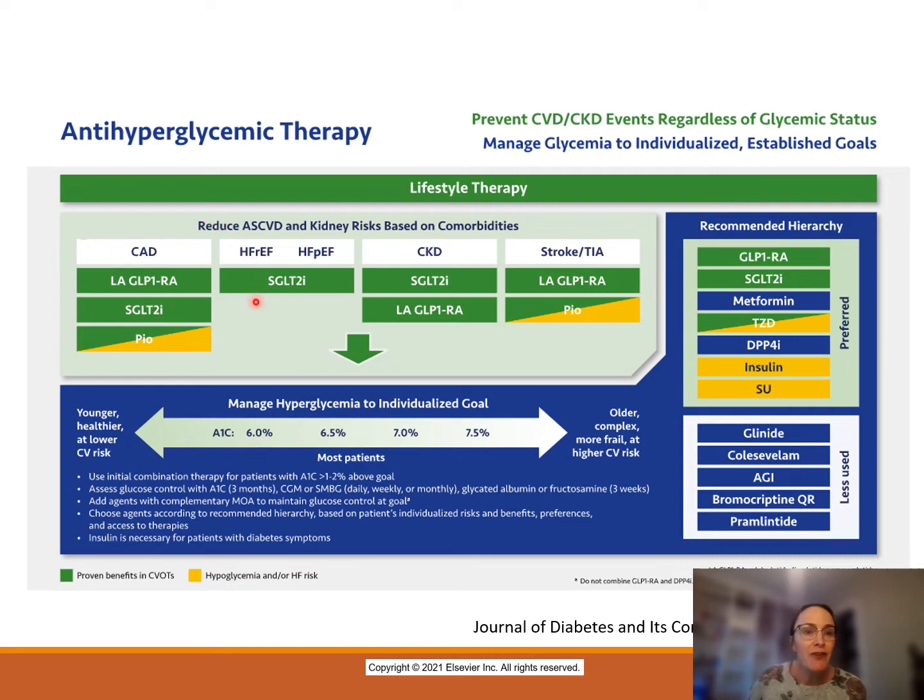reduction. If you've got a patient with heart failure, whether it's with a preserved ejection fraction or not, you should be looking at an SGLT2 as one of your first lines of treatment. If you've got somebody with chronic kidney disease, you should be looking at an SGLT2 or a long-acting receptor agonist. And then if you've got somebody who's had a stroke, the recommendation is a long-acting GLP-1 receptor agonist.